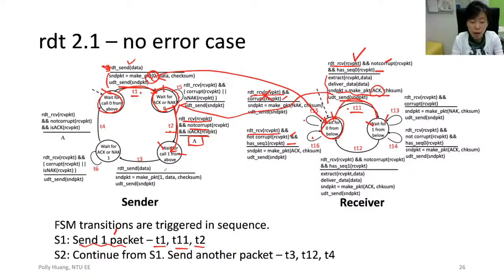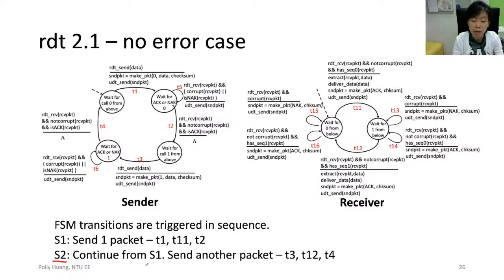And now let's move on with scenario 2. We'll continue from S1. Well, we actually finish S1 here and here for respectively the sender and receiver. Now we'll be sending yet another packet. So the sender here gets a call from above, RDT send. Therefore, these actions will be taken and we'll follow through T3, that transition, and enter the wait for ACK or NAK 1 state. Now this is going to generate packet data 1, and this is going to go to the receiver, which is sitting right here, wait for 1 from below.